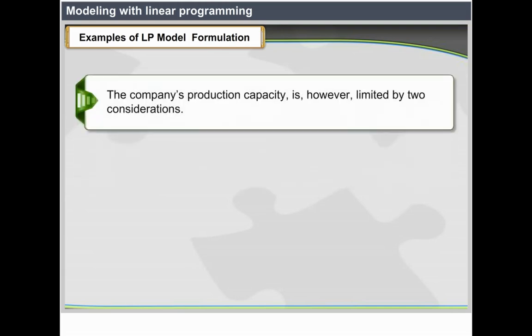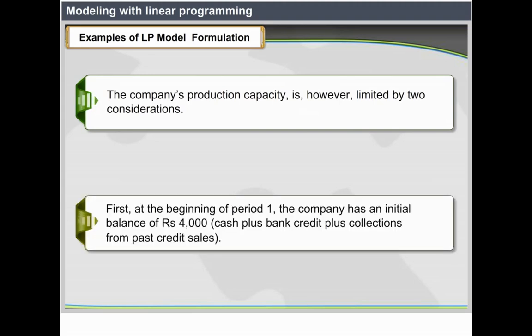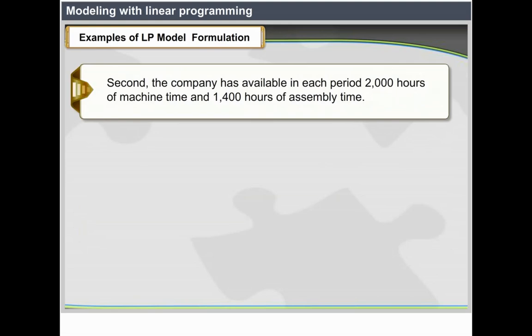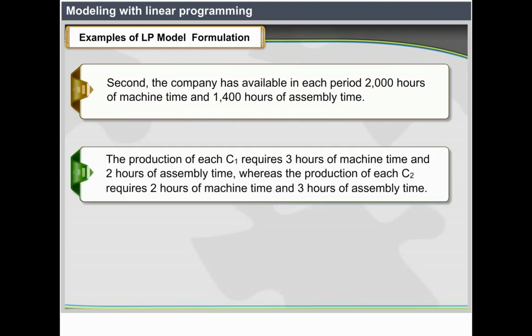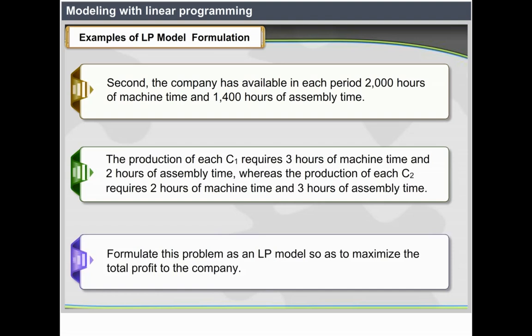The company's production capacity is, however, limited by two considerations. First, at the beginning of period 1, the company has an initial balance of rupees 4,000 cash plus bank credit plus collections from past credit sales. Second, the company has available in each period 2000 hours of machine time and 1400 hours of assembly time. The production of each C1 requires 3 hours of machine time and 2 hours of assembly time, whereas the production of each C2 requires 2 hours of machine time and 3 hours of assembly time. Formulate this problem as a linear programming model so as to maximize the total profit to the company.